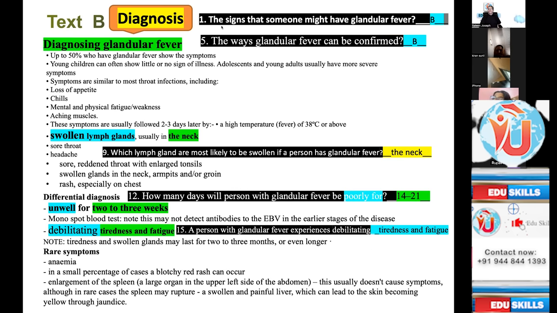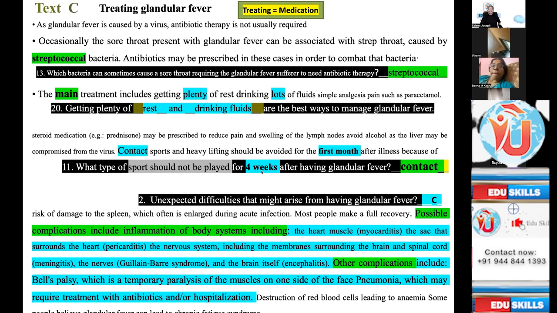Now you see, again, you have these two questions, the signs that someone might have glandular fever and the ways glandular fever can be confirmed in diagnosis. Now match the headings. Then you have which lymph gland is most likely affected if a person has glandular fever, usually in the neck, lymph gland in the neck. So you have the name of the organ, which is the answer. And how many days will a person with glandular fever be poorly for? 14 to 21 days. Again, the day numbers are given. 2 to 3 weeks means 14 to 21 days. Here, the synonymous expression used is unwell for 2 to 3 weeks. A person with glandular fever experiences debilitating tiredness and fatigue. So, direct answer. You have an adjective there, you have an answer there.